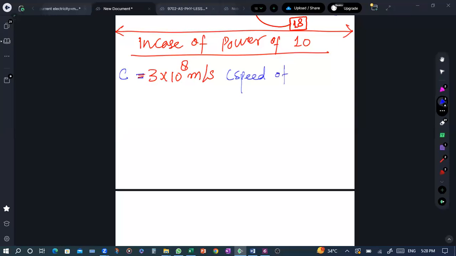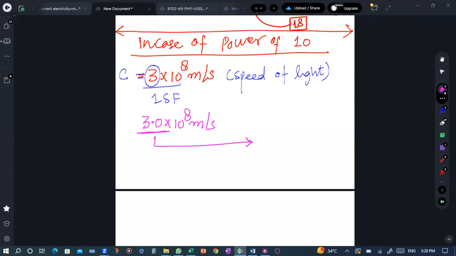So when I say that the speed of light is 3 into 10 raised to the power 8 meter per second, it means I'm mentioning this number with one significant figure. This is one number before the multiplier, so it has one significant figure. But if I write 3.0 into 10 raised to the power 8 meter per second, what would be the number of significant figures I have? I have two significant figures. Is this clear to all?